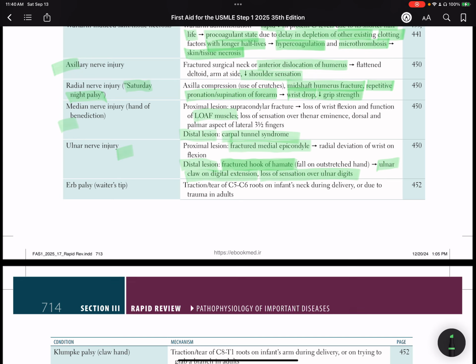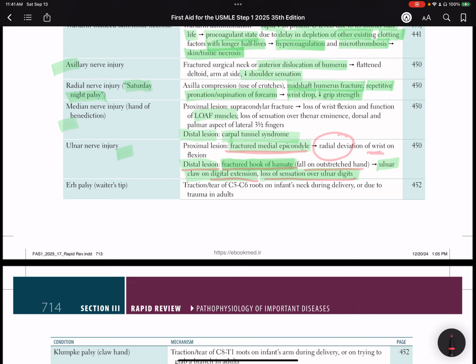Once again, ulnar nerve injury: proximal lesion, distal lesion. Proximal lesion is caused by fractured medial epicondyle, and you see radial deviation of wrist on flexion. If there is a distal lesion, you see fractured hook of hamate because of fall on outstretched hand, ulnar claw on digital extension. You also see loss of sensation over ulnar digits.